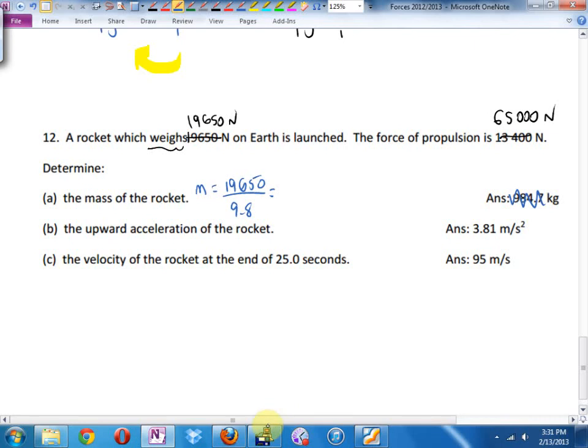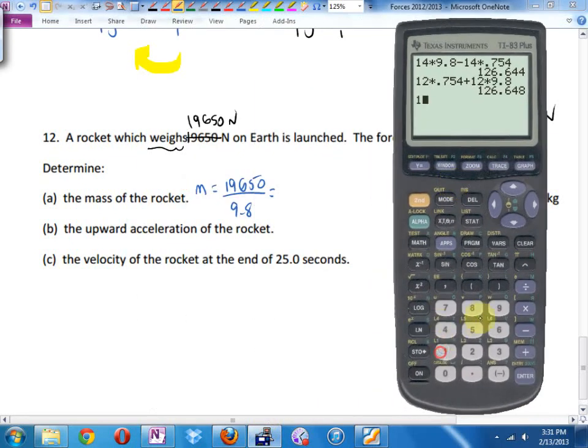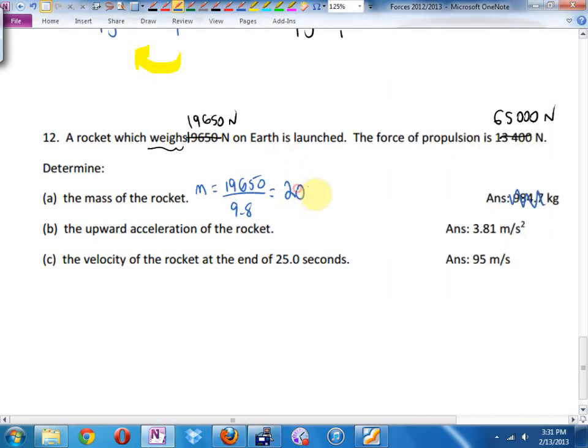I have no idea what the answer is. 19,650 divided by 9.8. 2005.1. Because you know that 0.1 is really important. 2005, really. Kilograms.